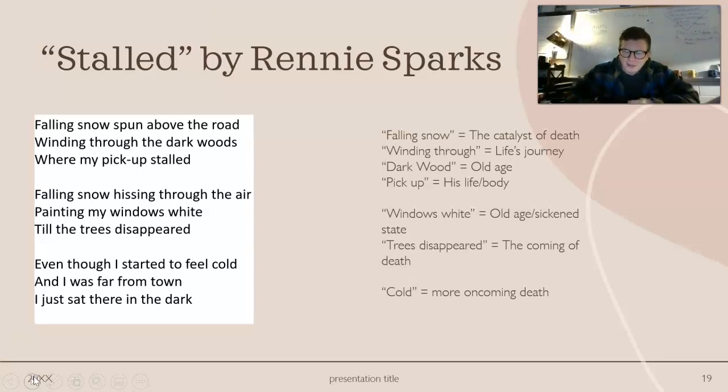But just because you're faced with imminent death, driving through the dark woods, car breaking down, becoming cold, that's okay. I just sat there in the dark. It's the end of life. At the same time, this is peaceful. This is not scary. It's not foreboding. The speaker's tone is acceptance.